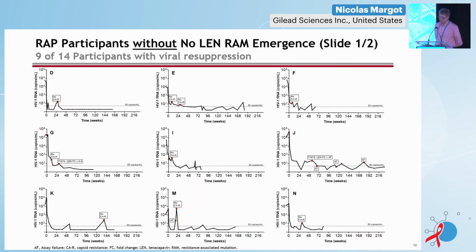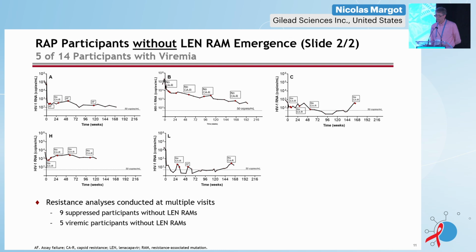This busy slide, which I'm not going to describe in detail, shows the response in that group of participants with no Len-RAM emergence. So those 9 participants eventually achieve viral suppression after the resistance analysis, again without any resistance mutations. And this is the other 5 within this group who actually remain viremic throughout the study. As you can see, for these participants we analyzed them at many visits because they were viremic, and we still didn't see resistance in these participants. So that's for the first 14.